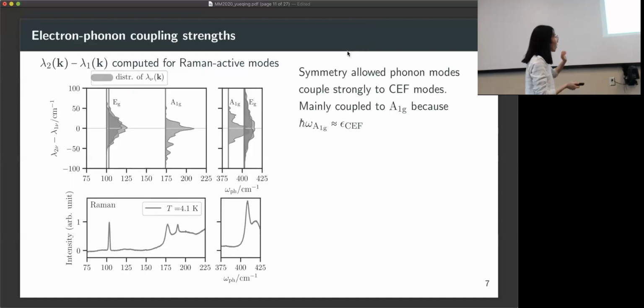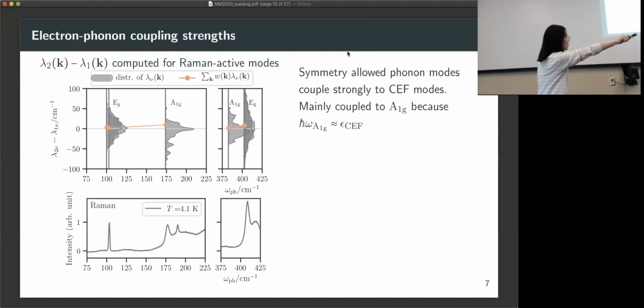You will see that most of these distributions are centered around 0 centimeter inverse. But if you take the weighted average, you will see that A1G and EG mode and the rightmost EG mode couple strongest to this CEF mode. And for our model, we want to discuss mainly this A1G mode because energetically it is closest to the CEF peak.